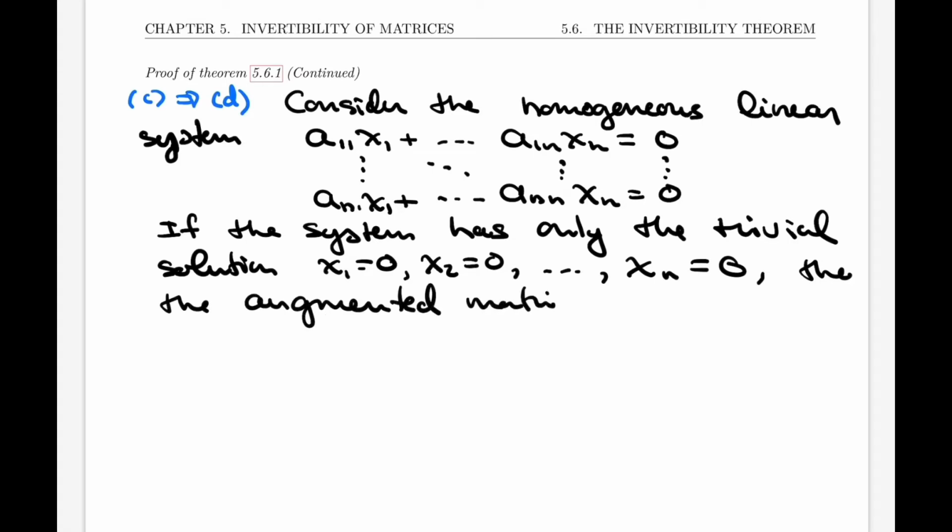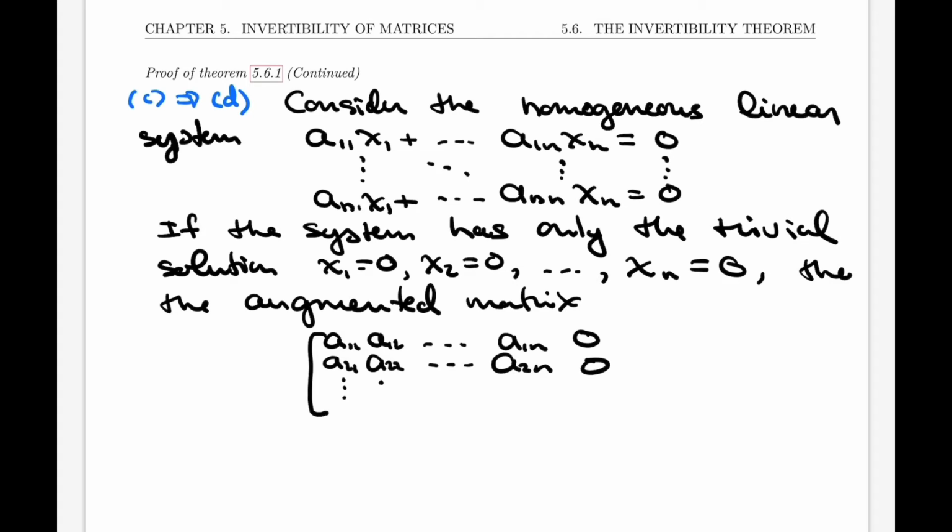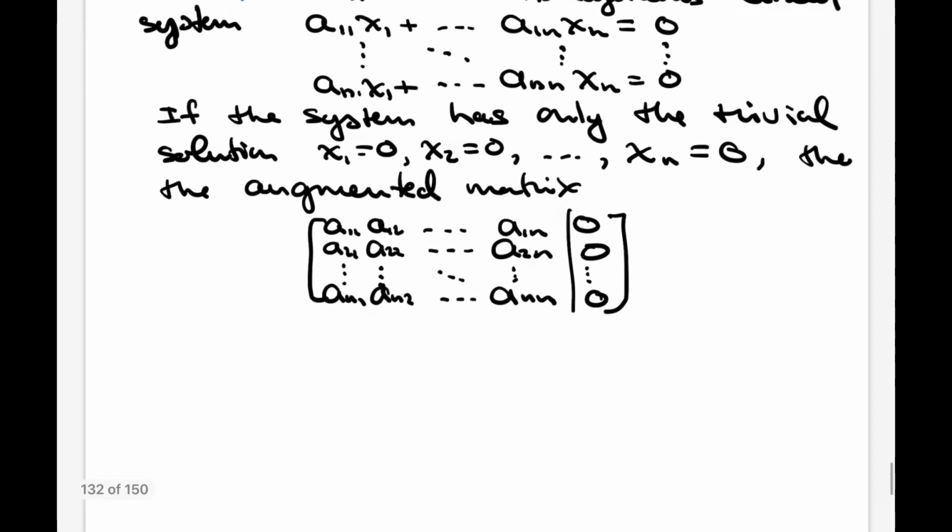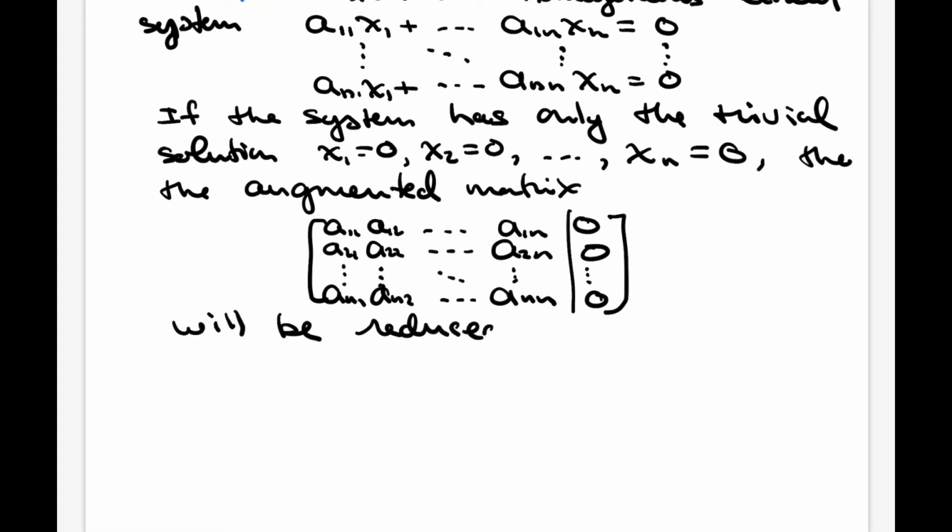The augmented matrix, which looks like this: a11, a12, a1n, 0. We'll write the first two rows, a21, a22, a2n, 0. And the last row, an1, an2, ann, 0. So this augmented matrix of that linear system has to turn out in the following manner. It will be reduced through row reduction to the following. There will be no choice.